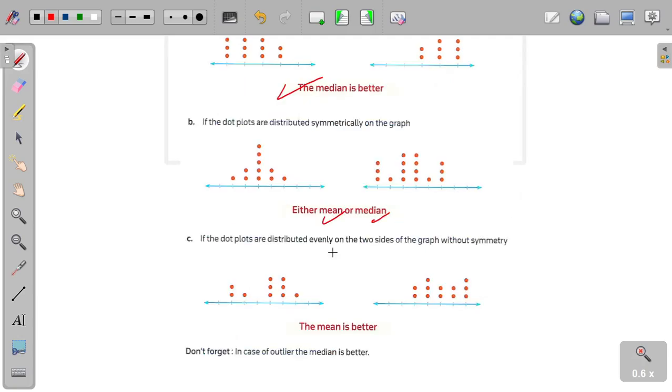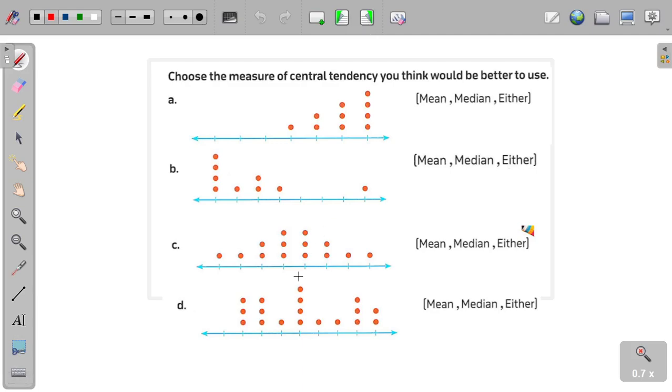But if the dots are distributed evenly on the two sides of the graph without symmetry, I think the mean is better. But don't forget, if you have an outlier, the median is better. So if we have graphs like this and I want to choose the measure of central tendency, which do you think will be better to use?